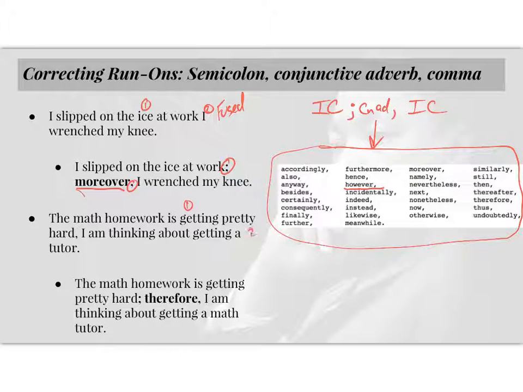One idea, two ideas. A comma by itself is not enough. This is a comma splice. But we can fix it by using a semicolon, conjunctive adverb, comma. The math homework is getting pretty hard, semicolon, therefore, comma, I am thinking about getting a math tutor. And now it's fixed.